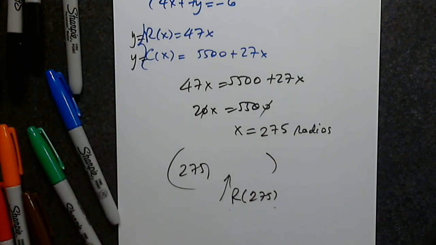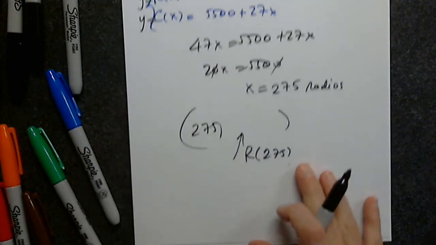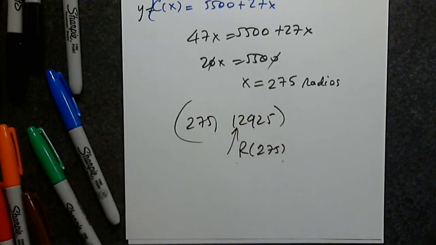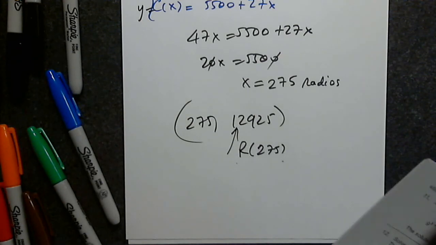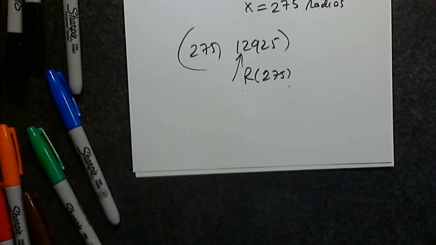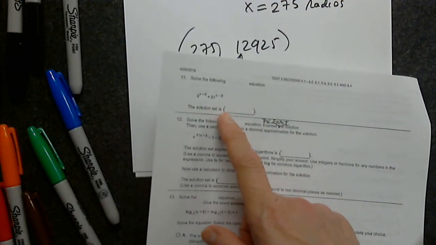So how much is it? 275 multiplied by 47. I got 12,925. So that's the break-even point. Any questions on the break-even point? Okay, moving on. Any questions? Okay, let's move on to number 11.